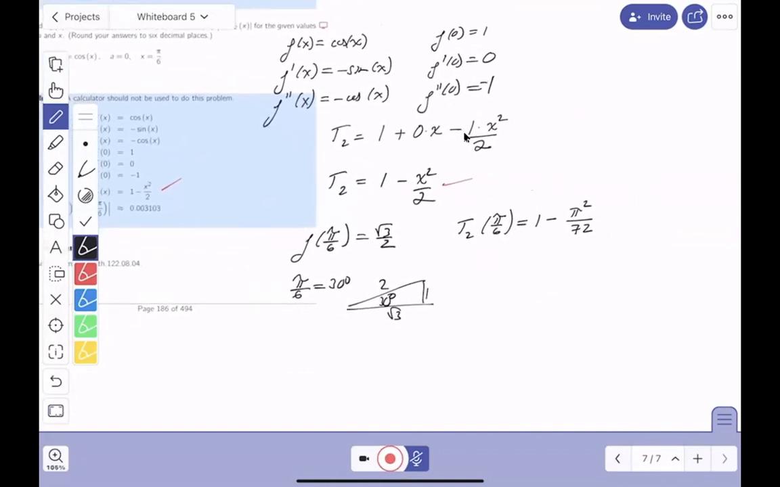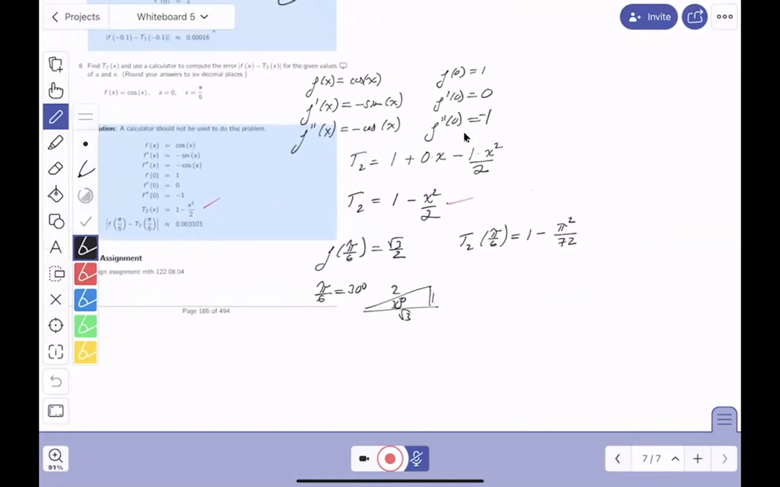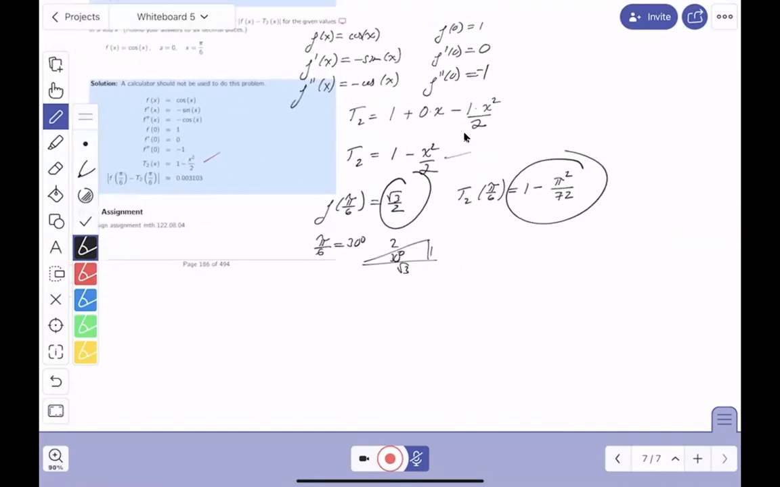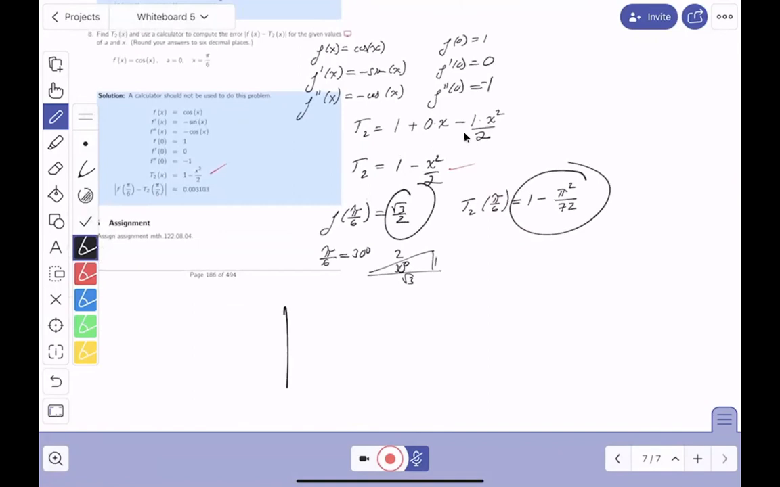Now they want to know the error. These are not equal. There's no way you could look at those two and say they're equal. They want to know what the difference between these two is. I've got to write that down as if I was doing arithmetic. So it's going to be the absolute value of f of x, which is root 3 over 2, minus T2. And what's that going to be? Minus 1 plus pi squared over 72.